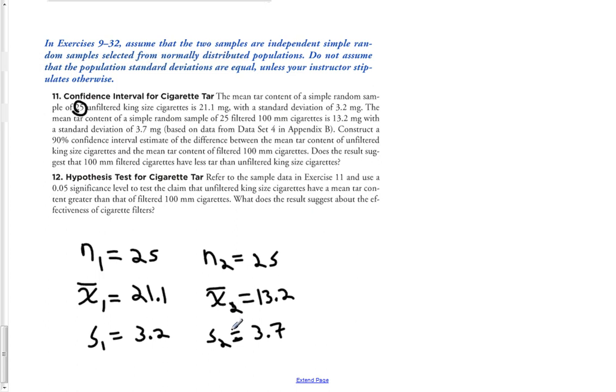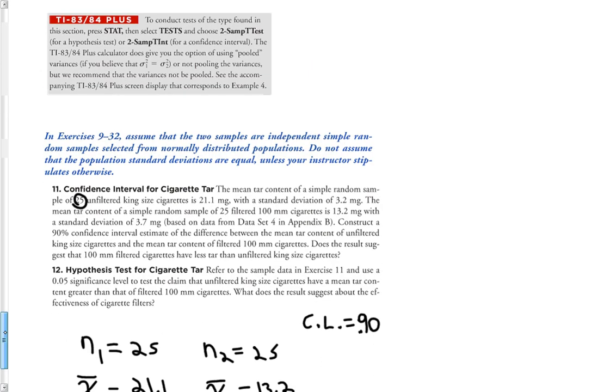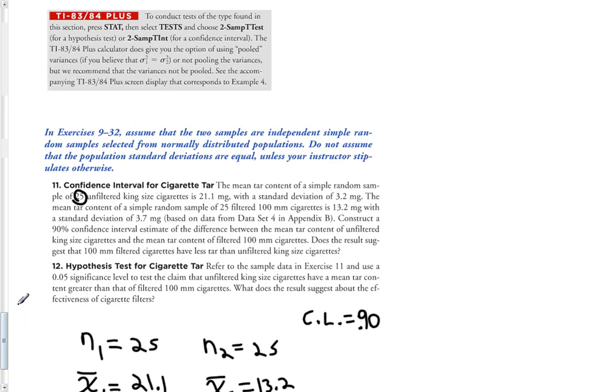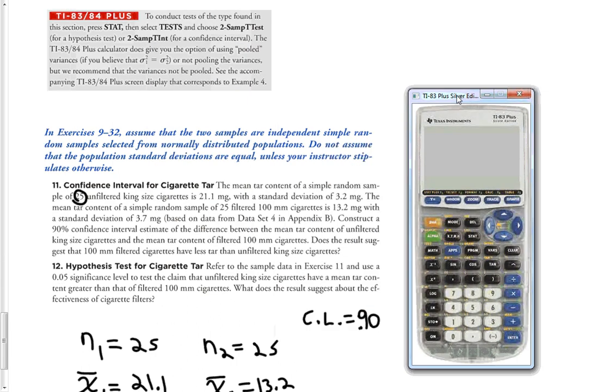All right, construct a 90% confidence interval. So the confidence level is equal to 90% or 0.90. That's the confidence level. Construct a 90% confidence interval estimate of the difference between the mean tar content of unfiltered cigarettes and the mean tar content of the 100. All right, so let's go ahead and construct our confidence interval. To construct the confidence interval, we're going to follow the directions here for our TI-83 Plus.